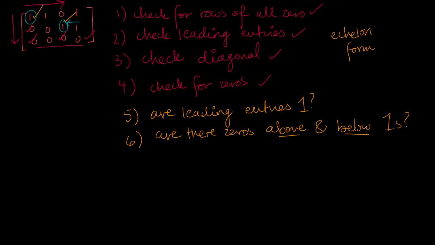Now let's check. Are there zeros above and below the ones? Well, below this one right here, there's a 0 here, and there's a 0 here, so yes. And for this one, there's a 0 here and a 0 here, so yes, there are zeros above and below the ones. Thus, we can say that this matrix is in reduced echelon form.